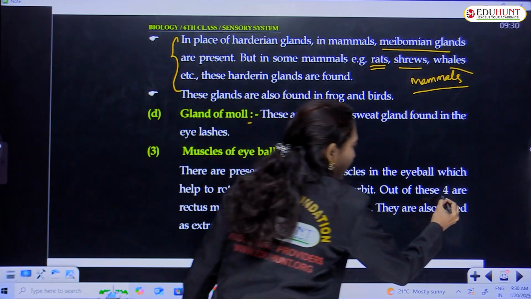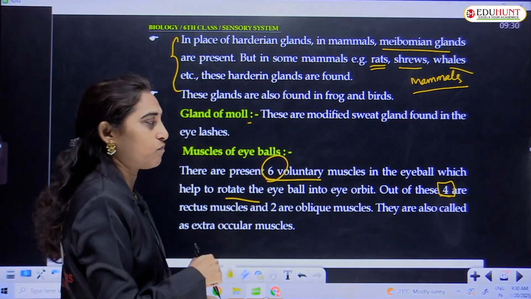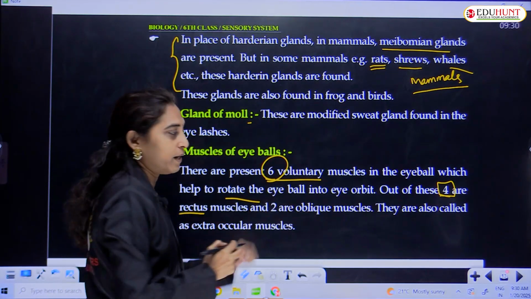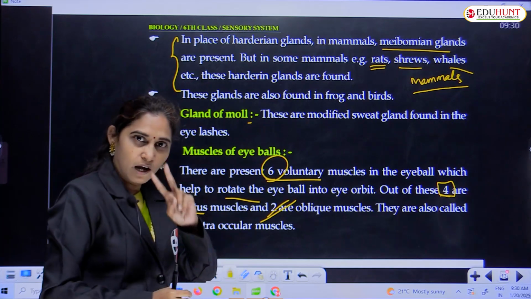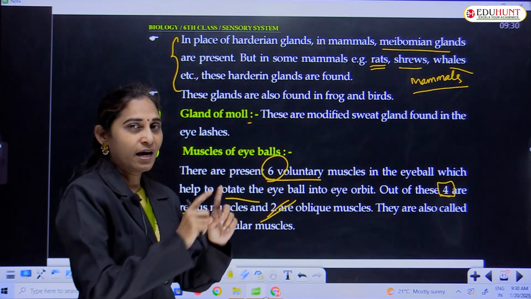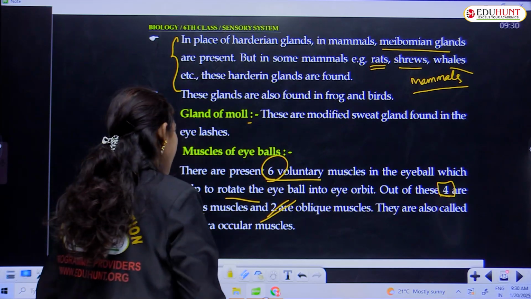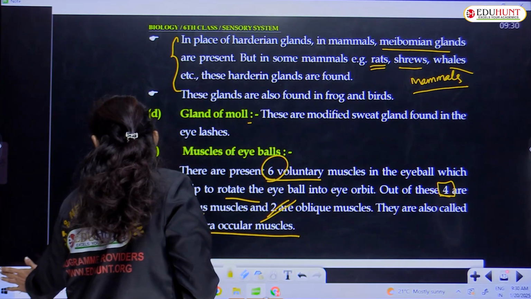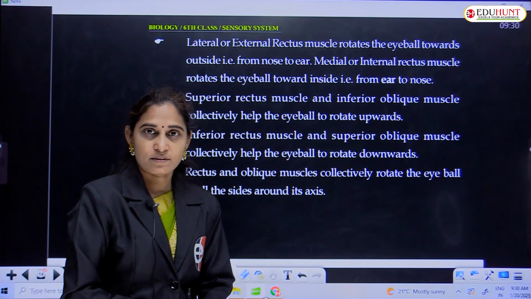4 rectus muscles. I drew a rectangle, look, in a square box. 4 are rectus muscles and 2 are oblique muscles. I am putting an oblique. So 2 are oblique muscles and 4 are rectus muscles, and they are also called extraocular muscles. Anyway, let us see the details of these muscles.